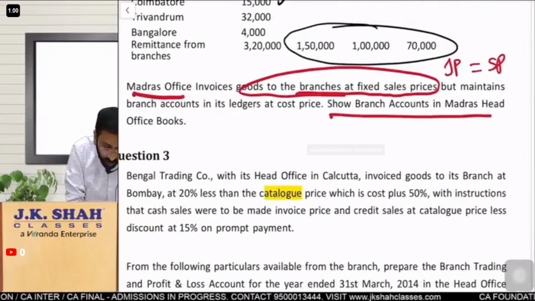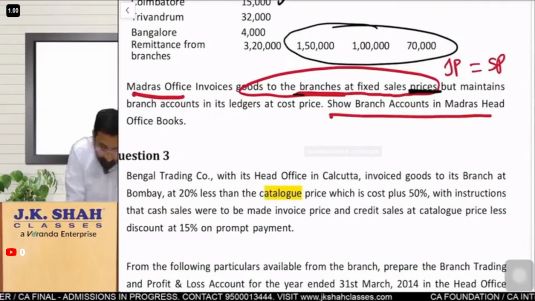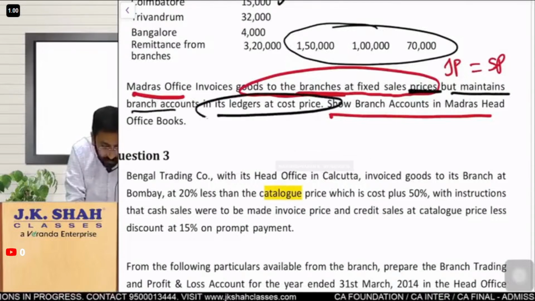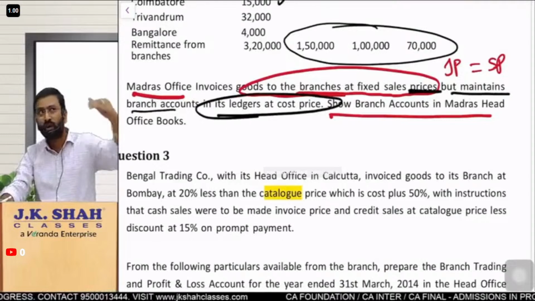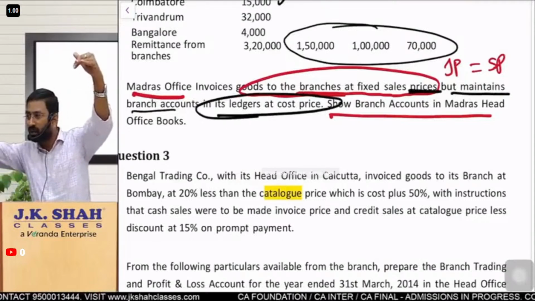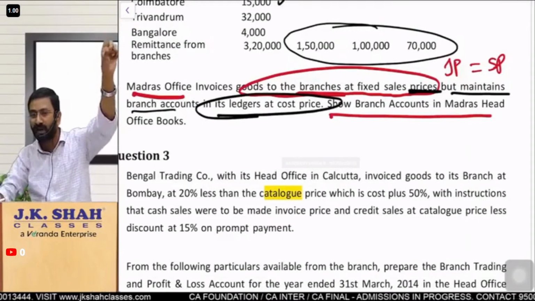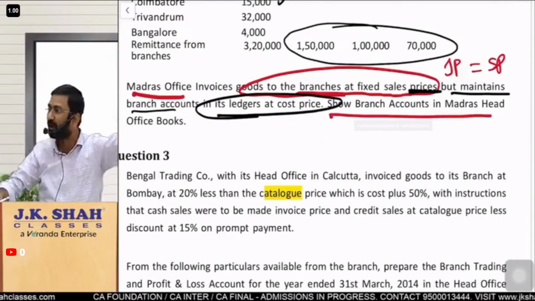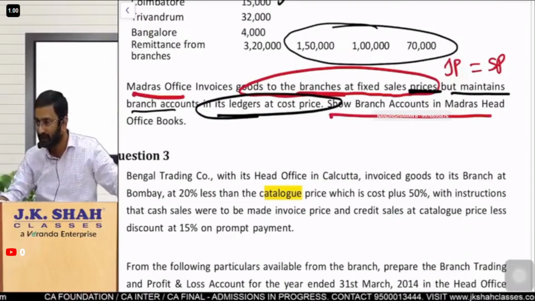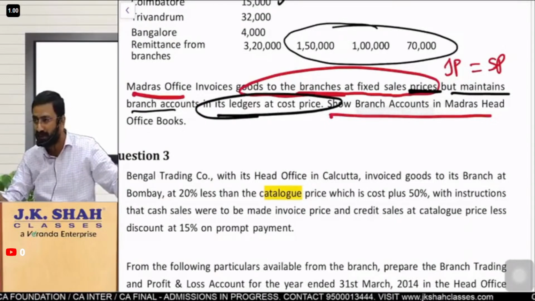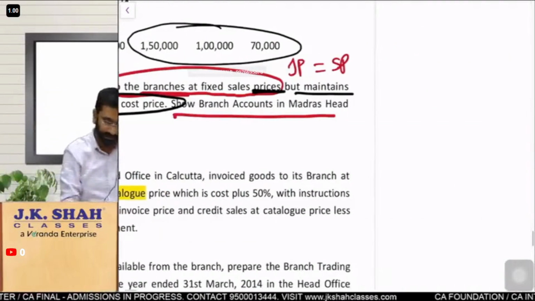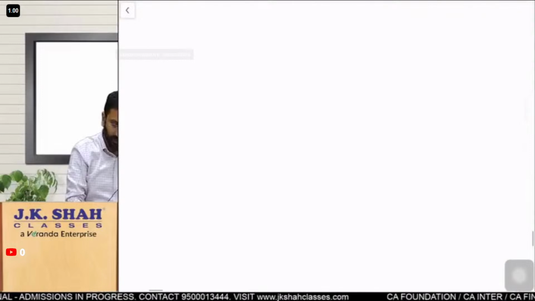Madras office invoices goods to the branches at fixed sale price but maintains branch accounts in its ledgers at cost price. Are they showing opening stock at invoice price and then removing the loading? No. Opening stock will be at cost. Closing stock will be at cost. Goods sent to branch also will be at cost. Understanding? So branch accounts, are you doing at invoice price and then removing loading, or directly cost? And you know all the figures. All the figures you know.